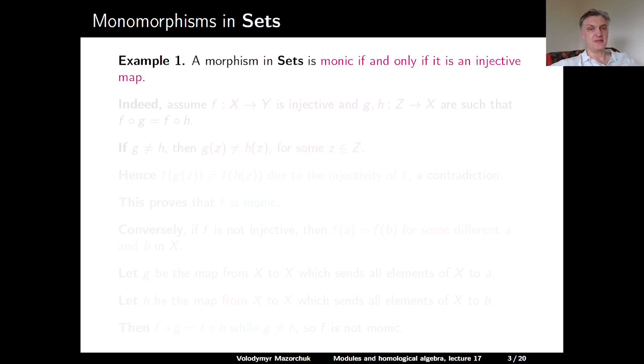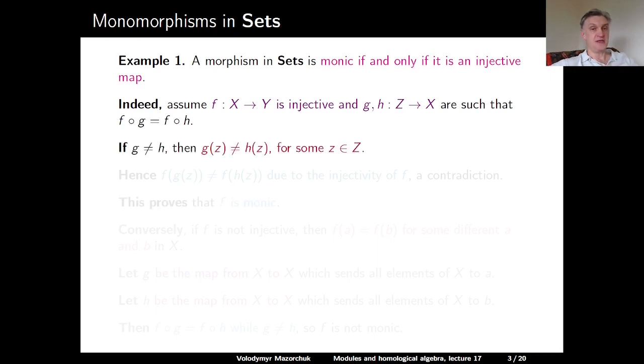Example: a morphism in sets is monic if and only if it is an injective map. Indeed, assume that F is a map from X to Y which is injective, and let G and H be two maps from Z to X such that the composition of F after G is equal to the composition of F after H. If G and H are different maps, then there should exist an element z in the set Z such that G of z is not equal to H of z.